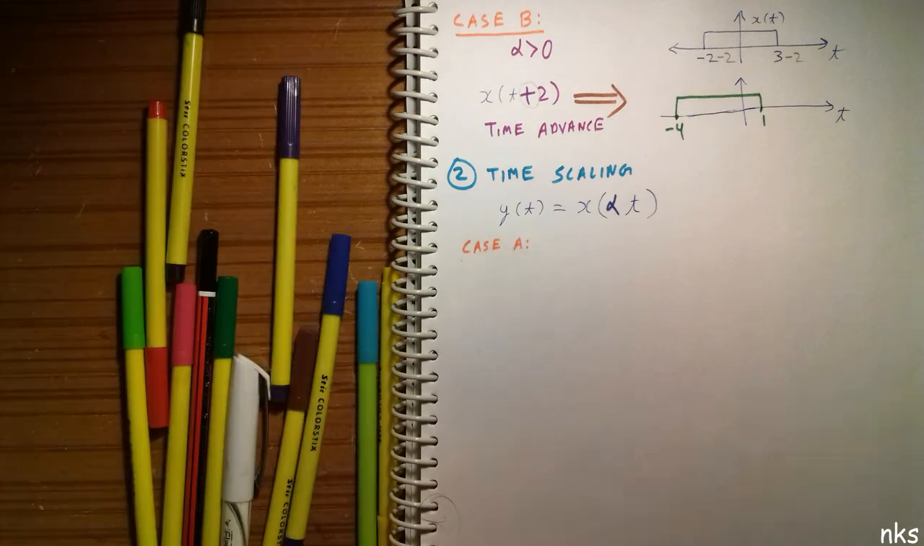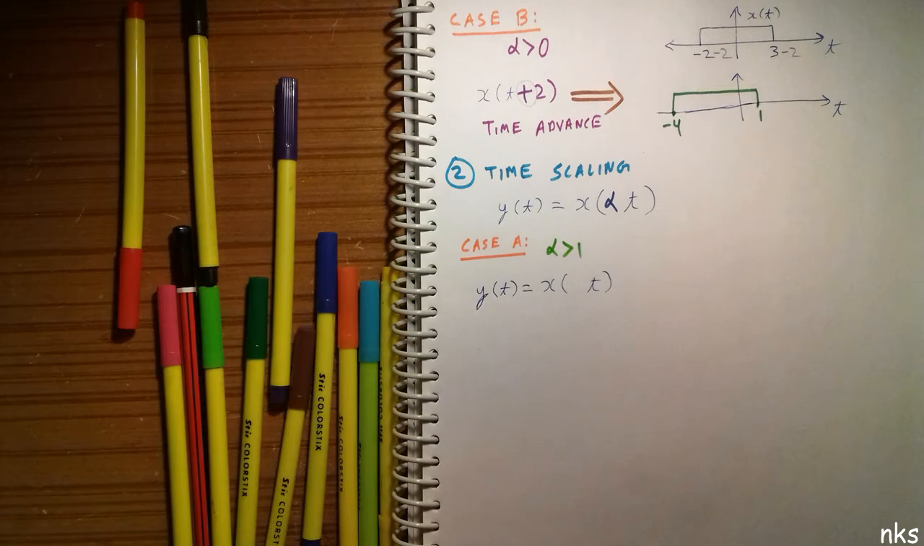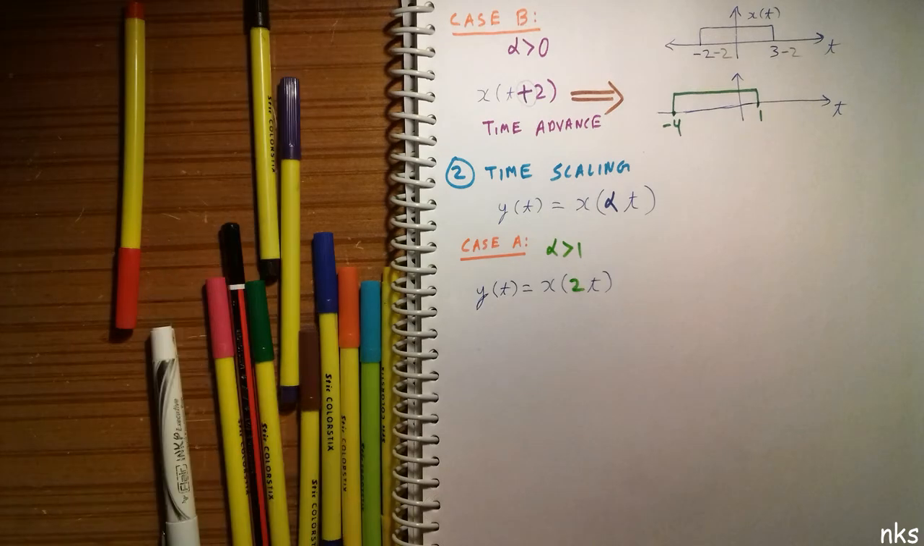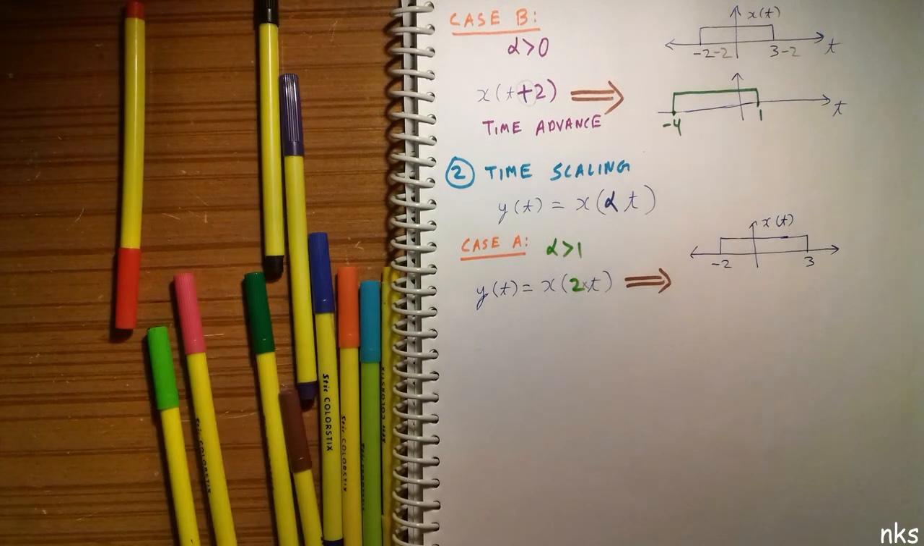So let me take case A, that is alpha greater than 1, and now what I have to perform is y of t is equal to x of 2 into t. So alpha is greater than 1, that is, alpha is 2 here, and now I have to perform 2 into t. So it is multiplying, so we will divide. Minus 2 by 2, 3 by 2. Remember this: if it is plus, then it is minus. If it is minus, then it is plus. Now it is multiplication, so we will divide.